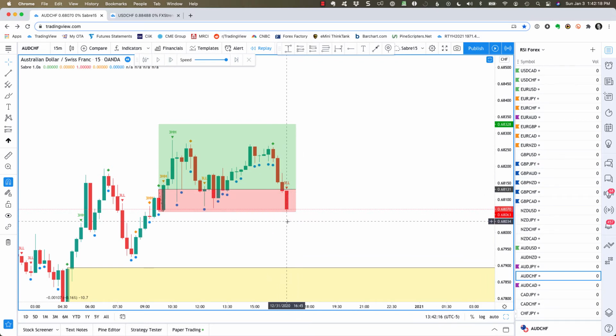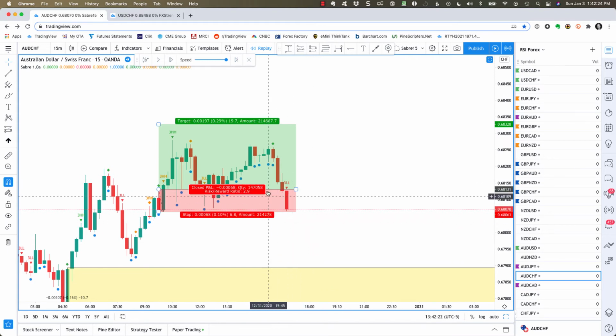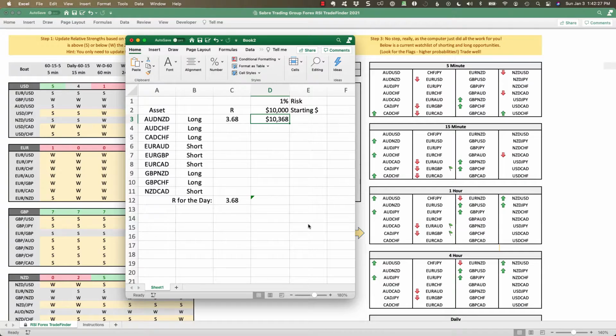Okay, so this is where we were at the end of the day on New Year's Eve. So this trade would have stopped out. Let's go ahead and call it a loss because we did have price enter down to that zone. So the Aussie Swiss closed for a loss. We would have lost 1 R, so we're still up 2.6 R for the day. All right, so what's our third opportunity?